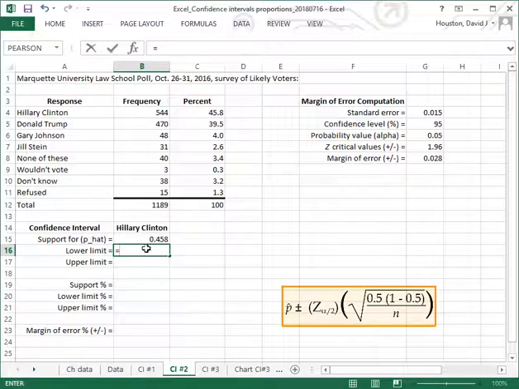For the lower limit, I'll take the proportion in the sample that support that option and subtract from that the margin of error. Then I'll do the same thing for the upper confidence limit, the support for that candidate, but I'm going to add the margin of error. And there we see the confidence interval ranges from 0.429 up to 0.486.